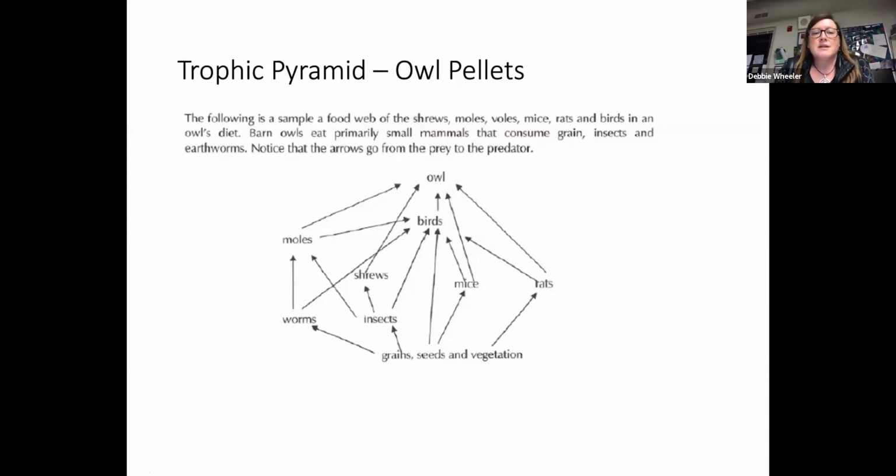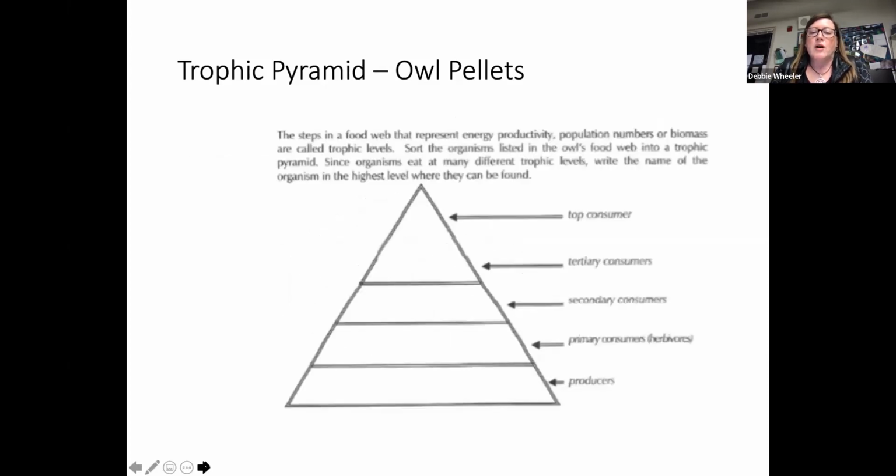This is a sample of a food web, and it has a variety of animals in it. Barn owls eat primarily small mammals that consume grain, insects, and earthworms. You can see the direction of the arrows that we need to make sure we're using whenever we talk about food chains. If you would, take a moment to draw a trophic pyramid. I'll let you get this on your paper before I take you back to that food chain. Then we're going to fill in the producers, the primary consumers, the secondary consumers, and the tertiary consumers, which will also be our top consumers.